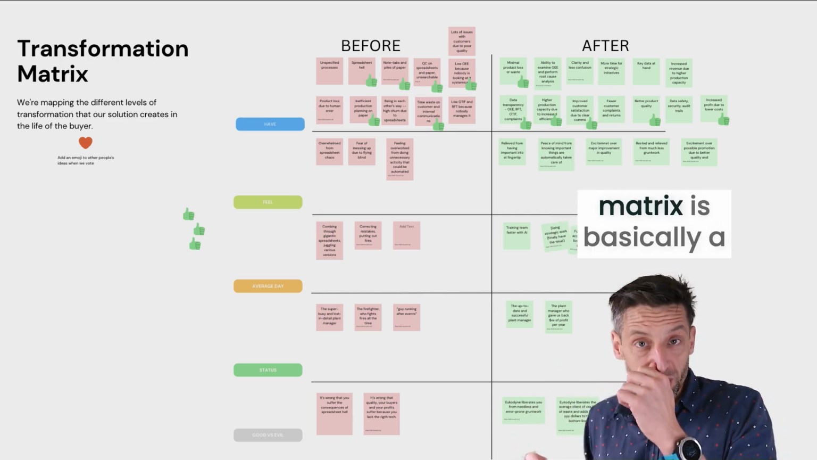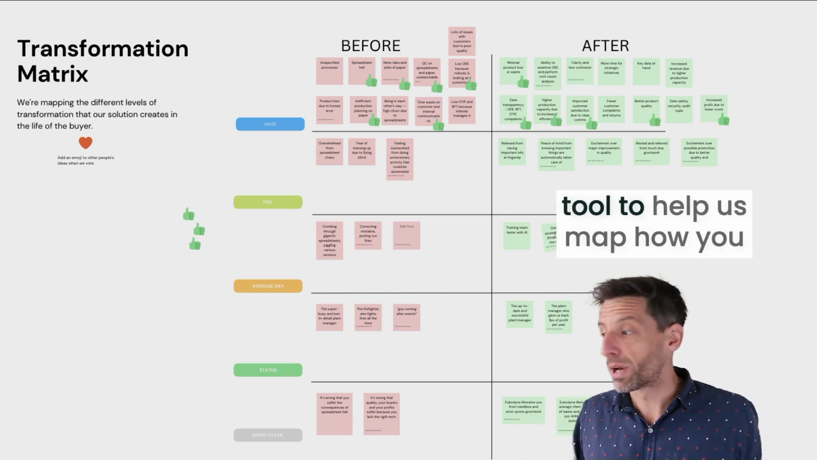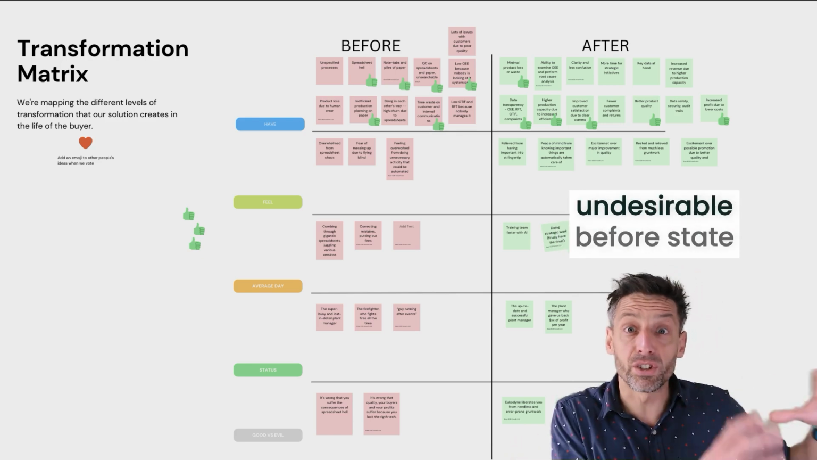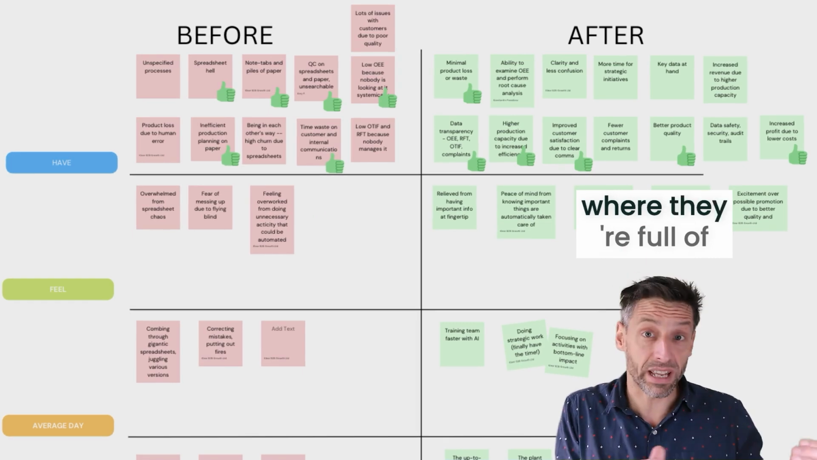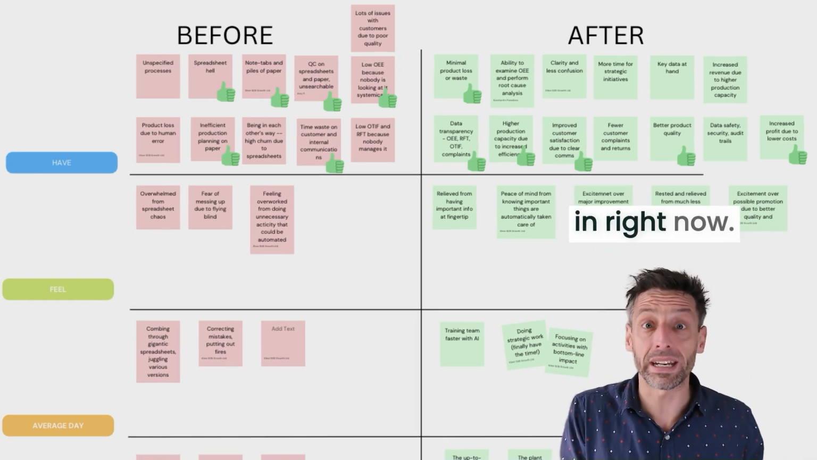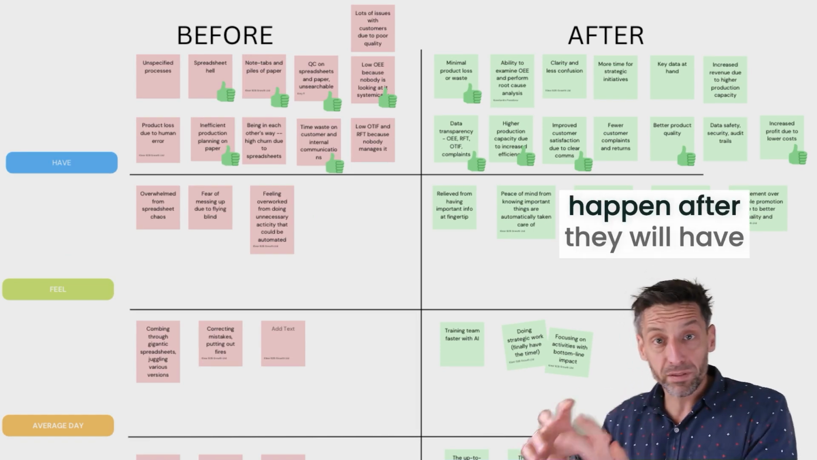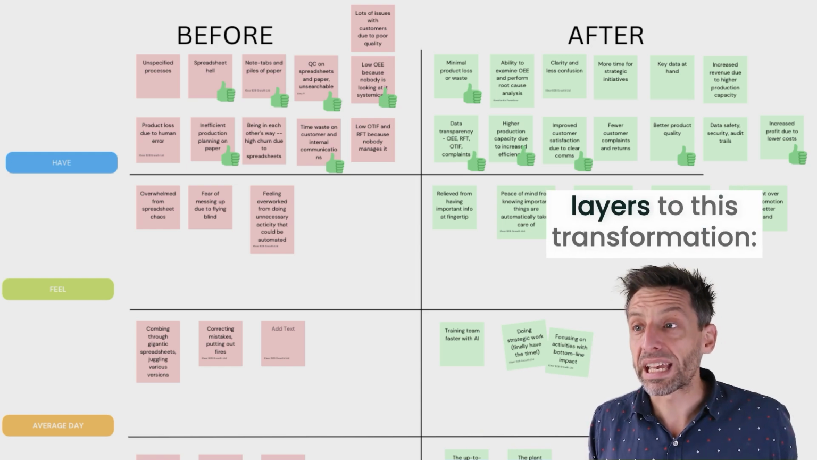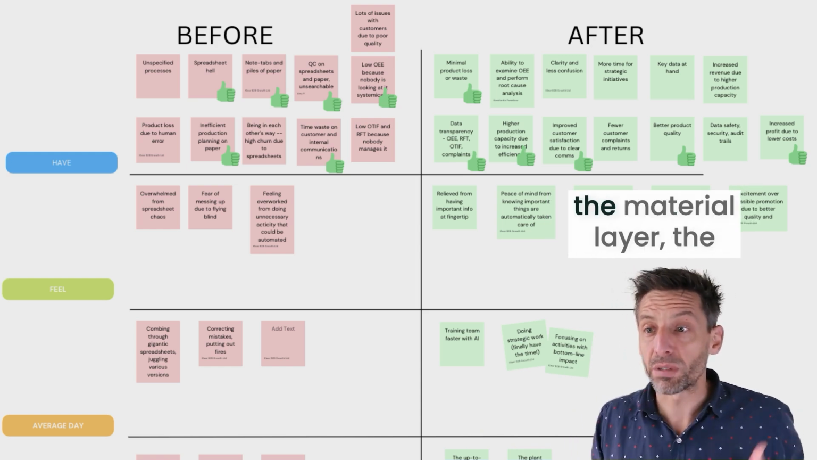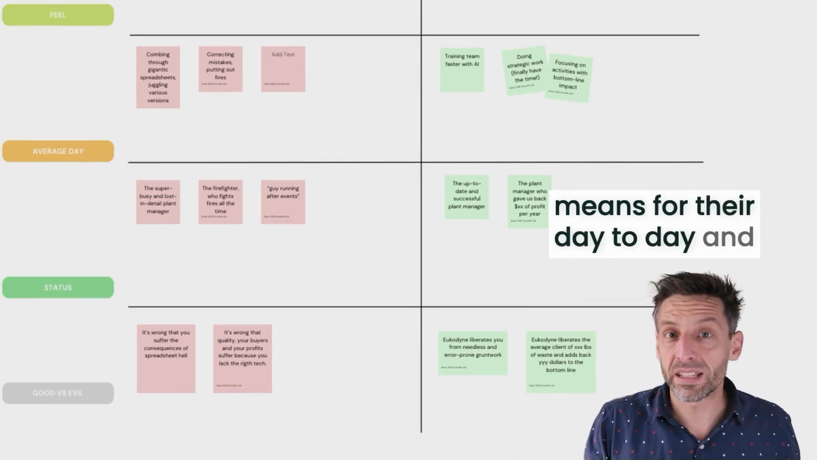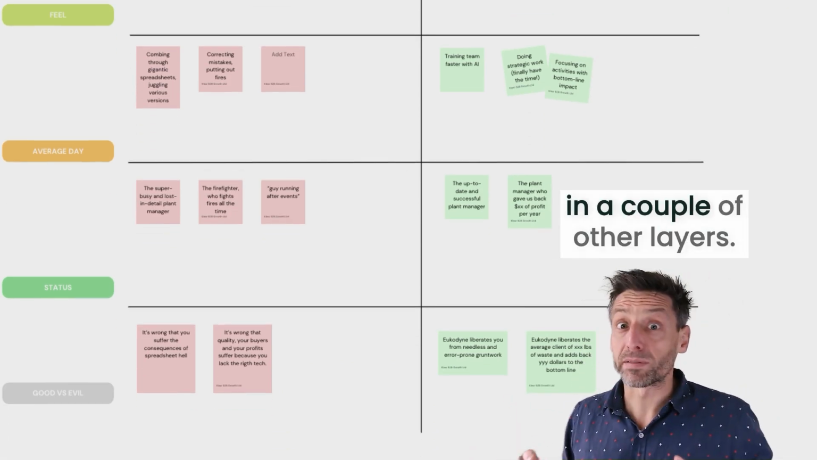And then once we have this, what we jump into is what we call the transformation matrix. The transformation matrix is basically a tool to help us map how you are taking the buyer from an undesirable before state, where they're full of problems and they're stuck and they're frustrated, which is the state they are in right now, to what's going to happen after they have implemented your solution. And we look at different layers to this transformation: the material layer, the psychological layer, what it means for their day-to-day, and a couple of other layers.